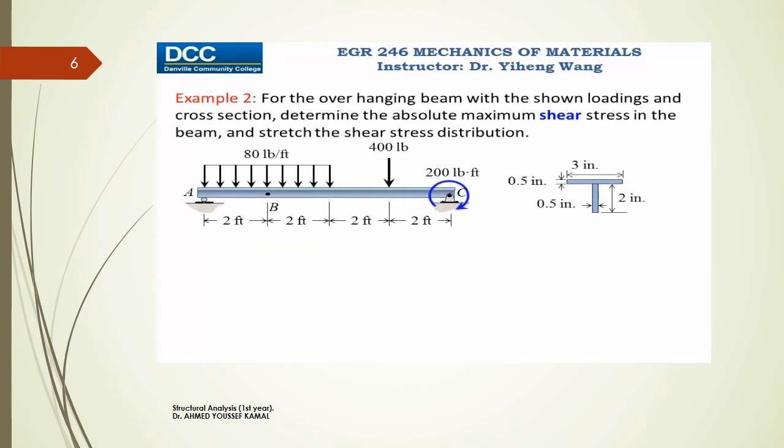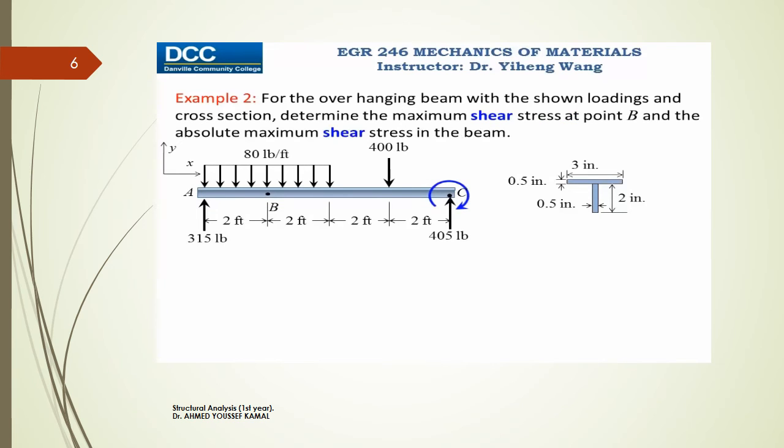Let's look at this example. I have shown a similar example before and determined the absolute maximum bending stress in this beam. And now we need to determine the absolute maximum shear stress in the beam and sketch the shear stress distribution at that cross-sectional area where that occurs.